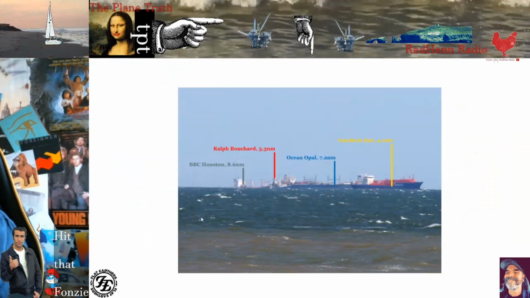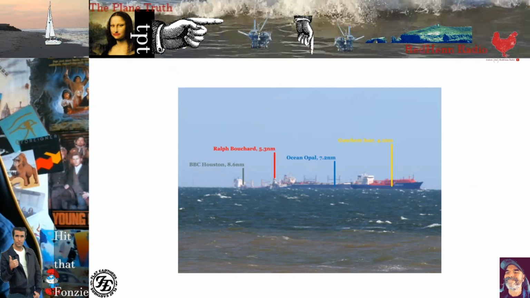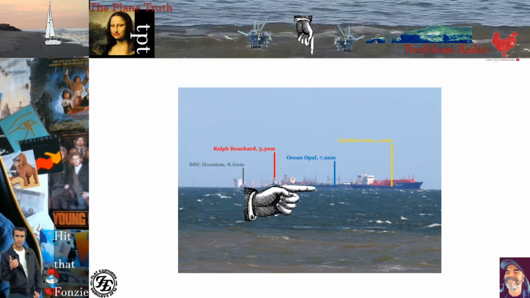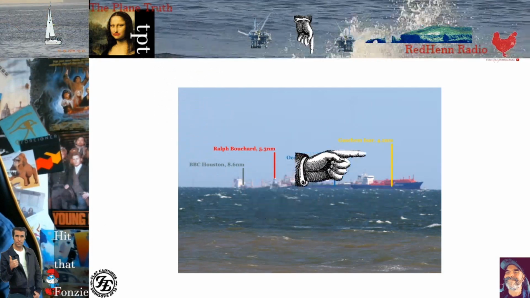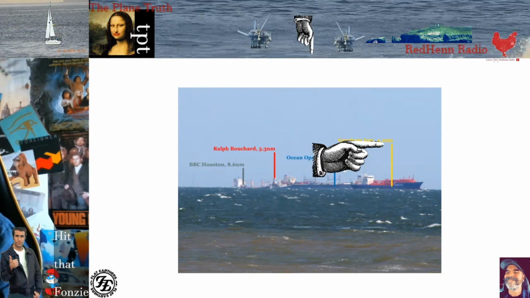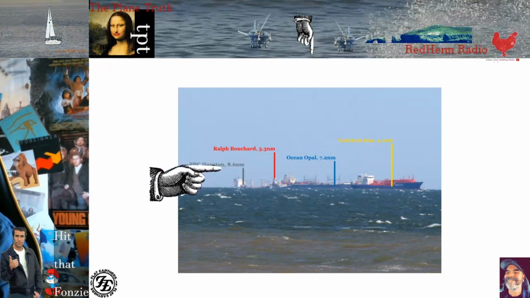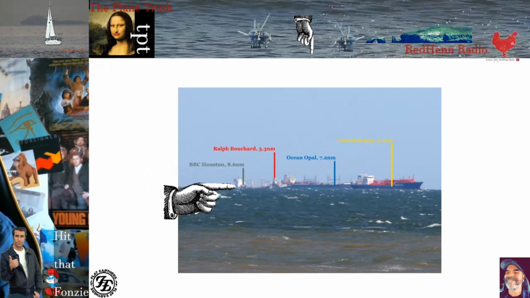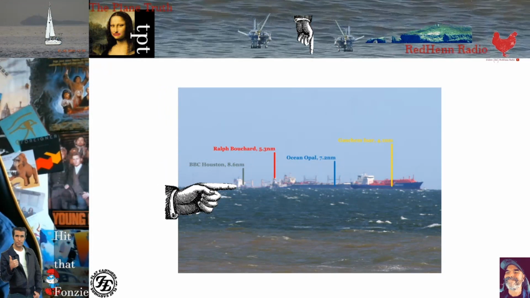This is someone else's photo. I can't remember where I got it, but this is proof of the globe for them, because you've got this boat, you can see the hull. You got this boat, and then you got 4 miles away, 7 miles away, 5 miles away, and 8 miles away. Here you can't see. Where'd it go?